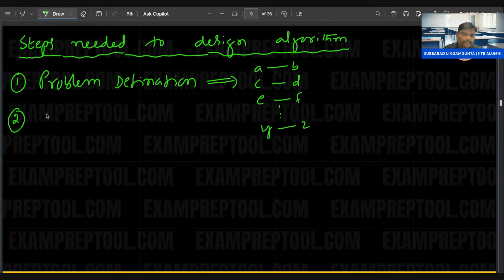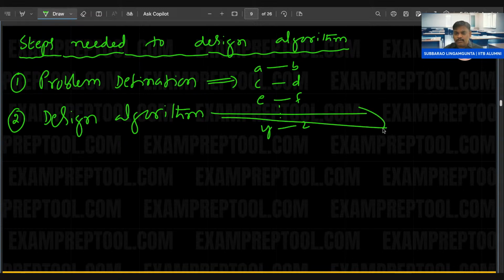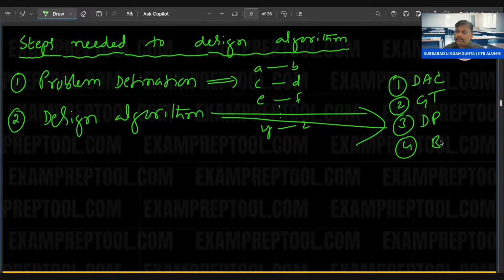The second one is design algorithm. The algorithm subject has many designing techniques, and you have to decide which technique is more suitable. Let me write them now. One designing technique is divide and conquer. One more is the greedy technique. Then dynamic programming, backtracking, and branch and bound.